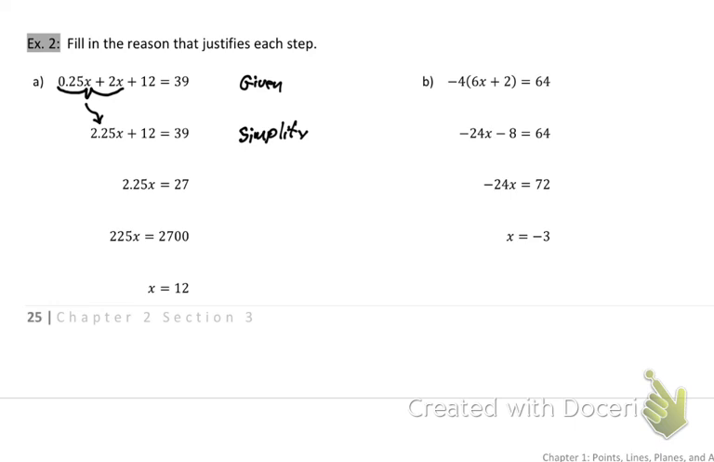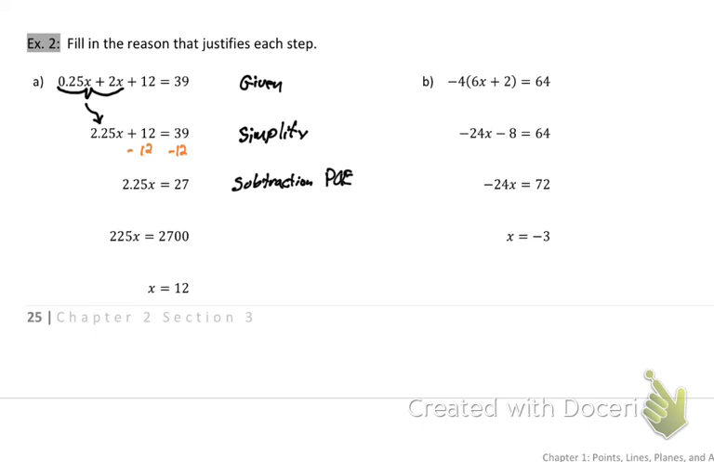Anytime you wrote something, it has to be how you got to that step. So now to get to this next step, it looked like I did something to the 12. What did I do to that? How did that 12 disappear? I subtracted it. Did I subtract it from one side? No, I subtracted it from both sides, so we use the subtraction property of equality.